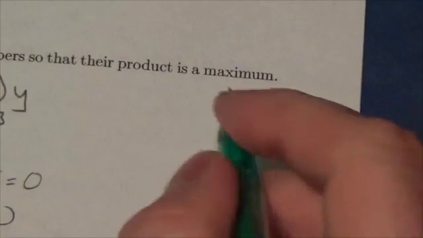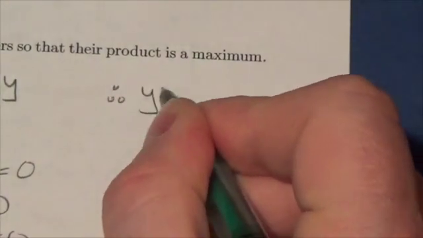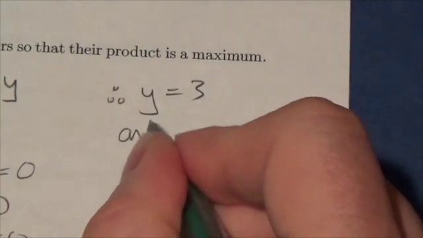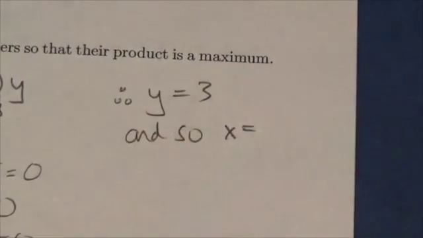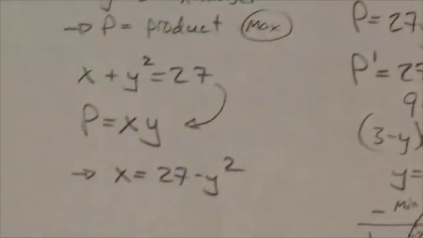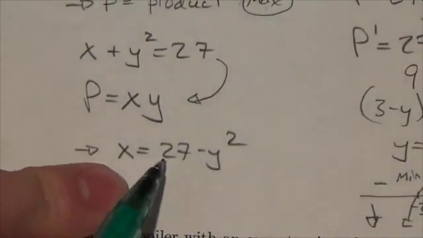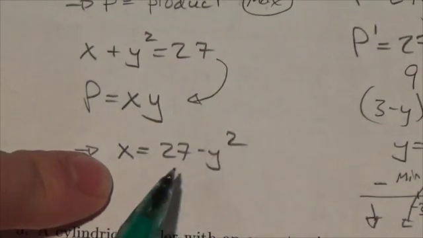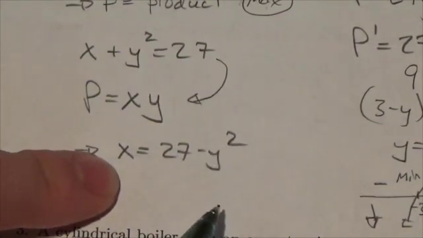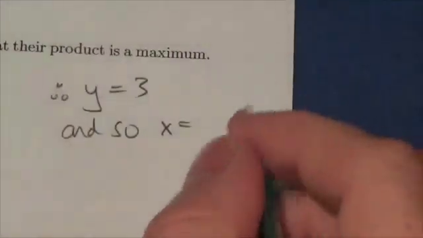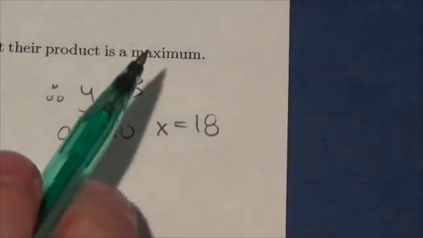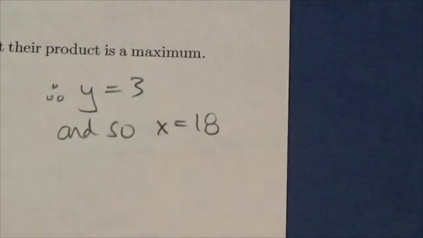So therefore we can conclude that in order to get a maximum, y must equal positive 3. And so x, if we come way back over here, has got to equal 27 minus y squared. That's going to be 27 minus 3 squared, which is 9. So 27 minus 9 is 18. So the two numbers that we're looking for here are 18 and 3.